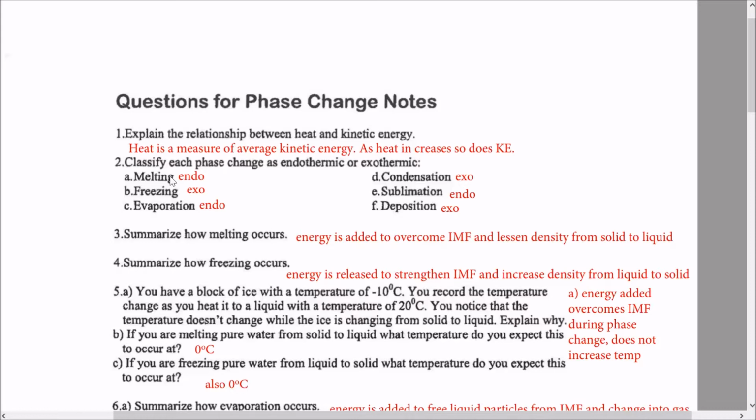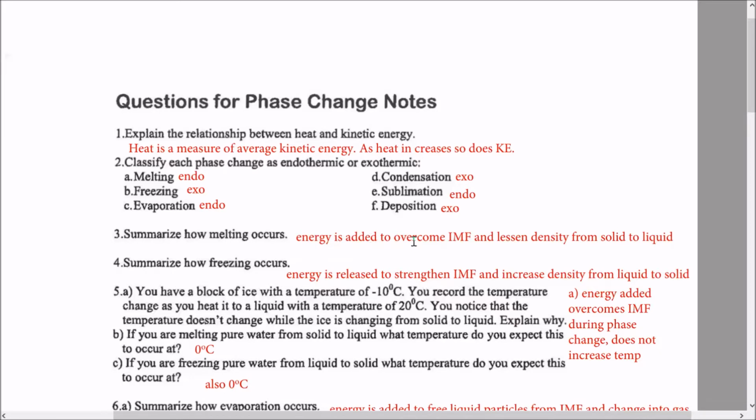Evaporation, it's going from liquid to gas, so that's moving up in energy, so it takes in heat. Condensation is moving down in energy from gas to liquid, so it gives off heat. It's exothermic. Sublimation, it's solid to gas again, so it's an increase in energy, so it needs to take energy in. Whereas deposition goes from a higher energy state, gas, to solid, so that gives off energy. It's exothermic.